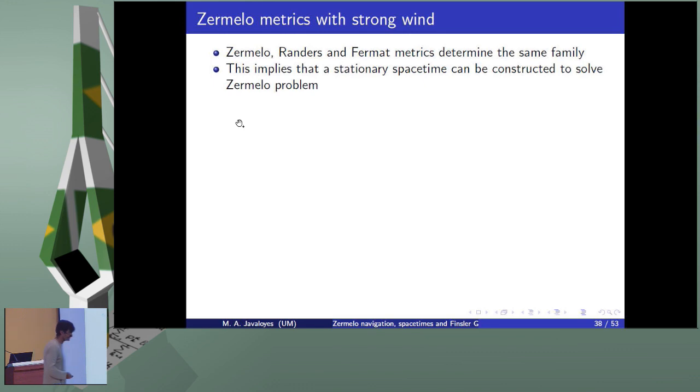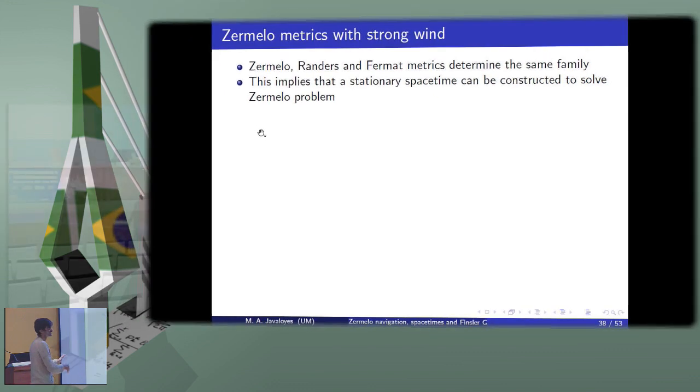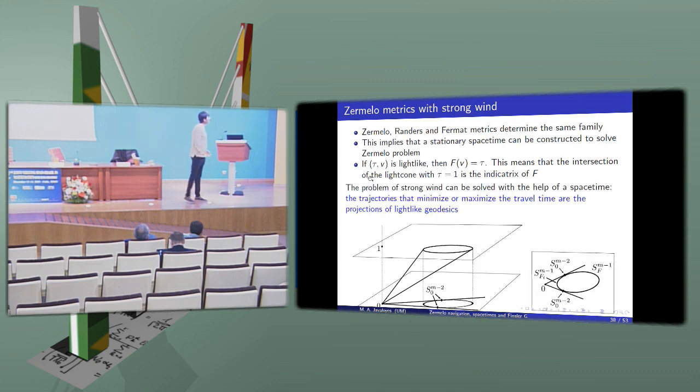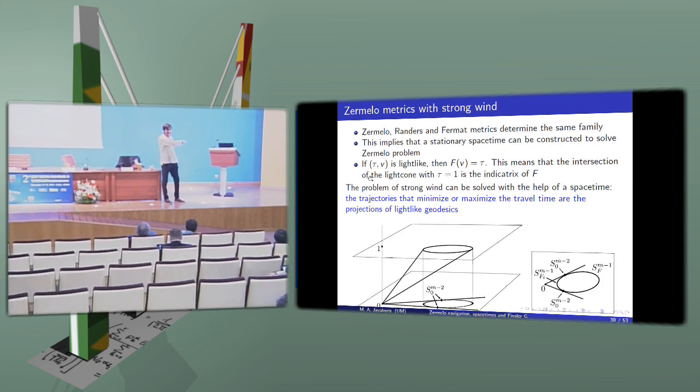Let me say here that Zermelo, Fermat, and Randers metrics define the same family. So you have two different expressions. When you have a Randers metric, you have a Zermelo datum for this Randers metric and also a Fermat datum. So basically, you can solve the Zermelo problem using a space-time. The idea is that the intersection of the hyperplane with t equal 1 gives the indicatrix of the Finsler metric.